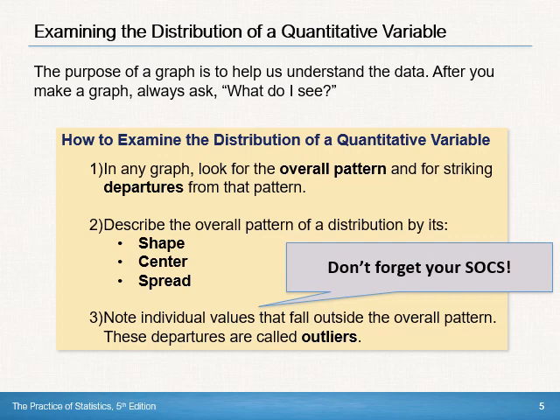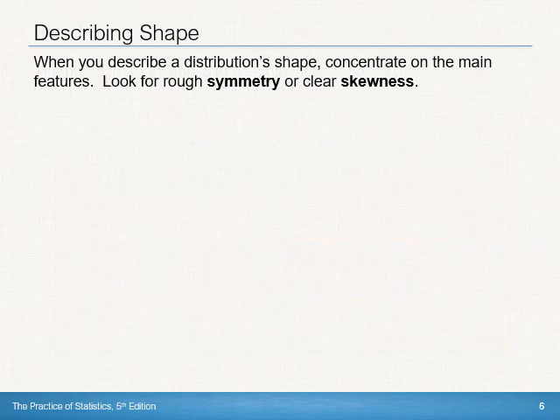All right, and we use this acronym SOCS, shape, outliers, center, and spread, in no particular order, but SOCS is a good acronym for remembering the four things you must discuss whenever you're asked to describe the distribution for a quantitative variable. All right, so let's talk about shape.